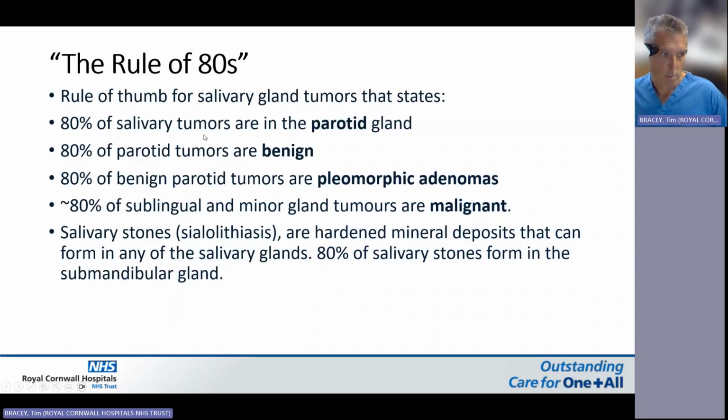So 80% of salivary tumours are in the parotid. 80% of parotid tumours are benign. 80% of benign parotid tumours are pleomorphic adenomas. And about 80% of sublingual and minor gland tumours, conversely, are malignant. And then there's this bit about the salivary stones as well. Most of them form in the submandibular gland.